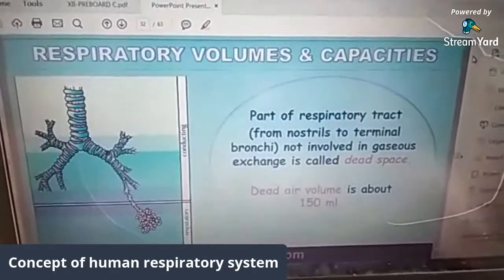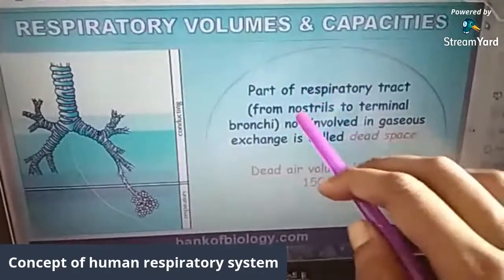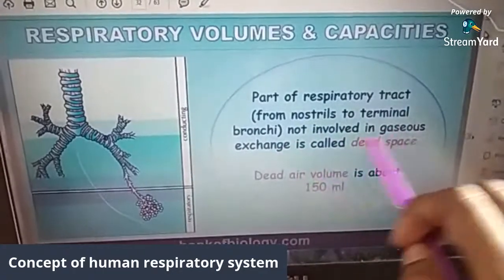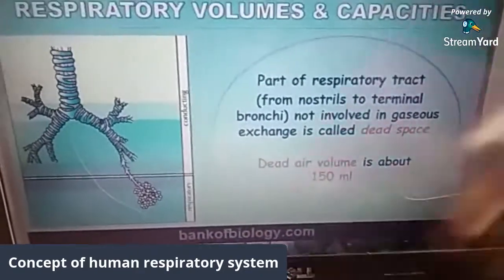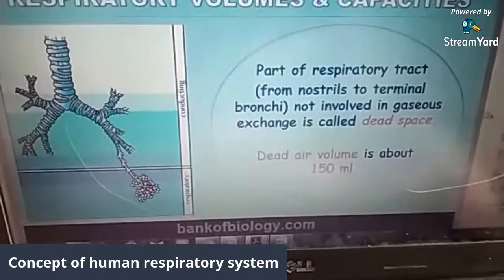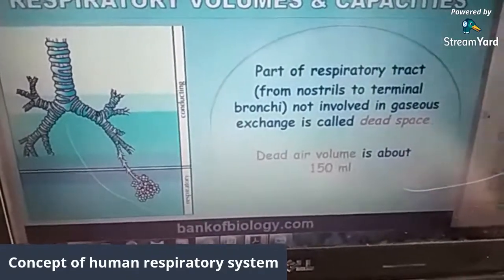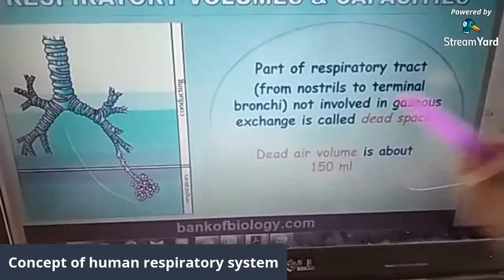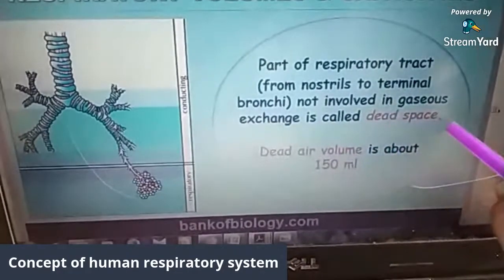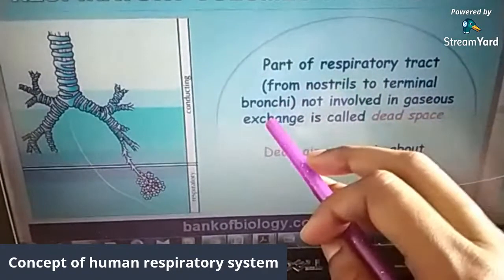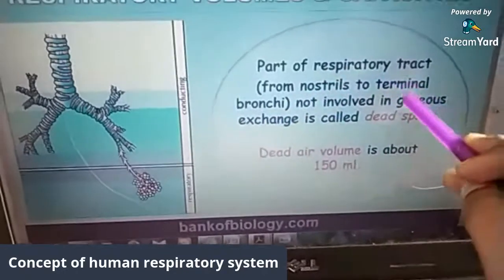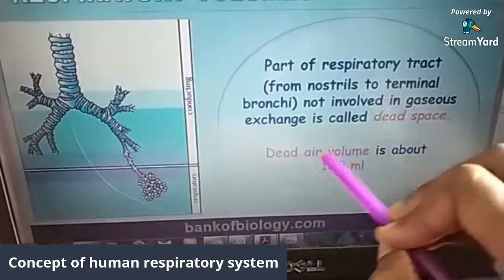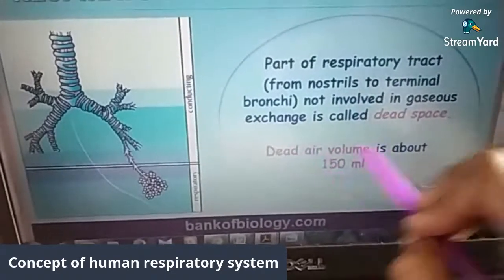Next, the part of the respiratory tract not involved in gaseous exchange is called the dead space. Not all organs play a role in the respiration process. Some portions are not involved in gaseous exchange, like the nostrils to the terminal bronchi. This dead air volume is about 150 ml.